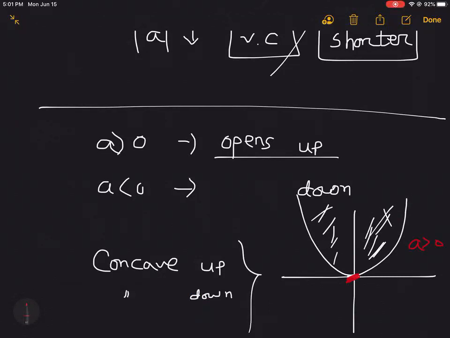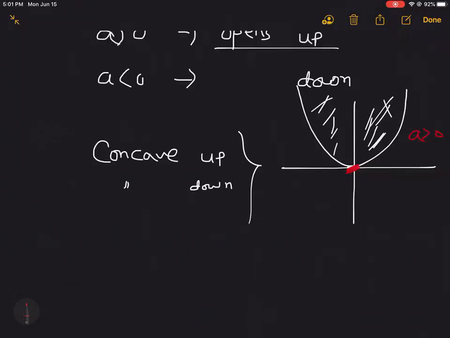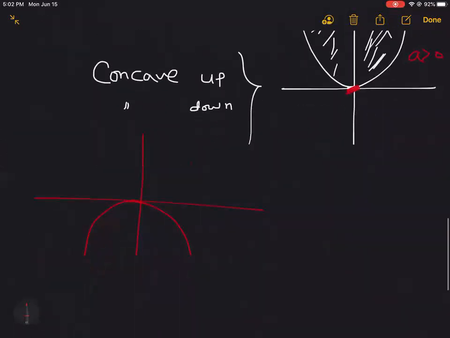And your intuition should say for A less than 0, it should look like this. And that's for A less than 0. And of course, at the highest point, you will have an absolute maximum. Okay, and so that's your concave down, that's concave up.